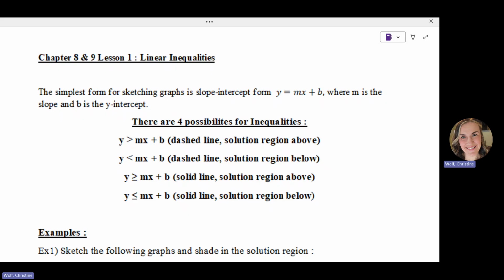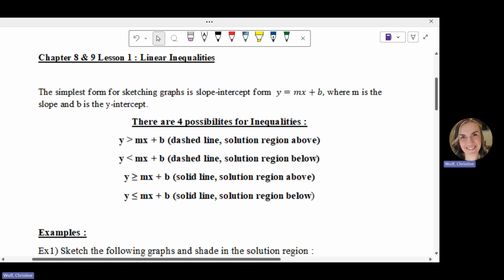Okay, so chapter 8 and 9, we're going to be graphing a little bit. It's not too complicated though. We're going to be graphing straight lines, but what makes it a little bit more tricky is we have to shade a solution region, first of all, above or below the line we draw. And then we also have to make sure our line is the correct type of line. It's going to either be dashed or solid. Here I've written out the 4 possibilities for the 4 different types of graph we're going to see.